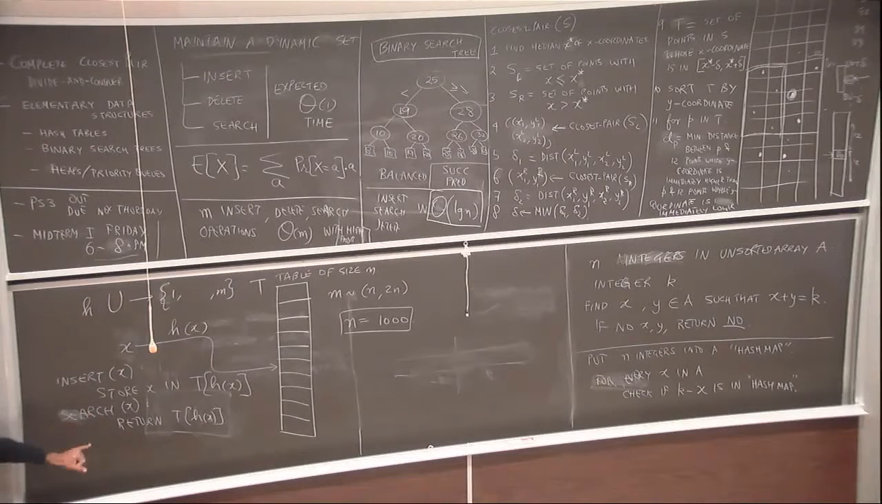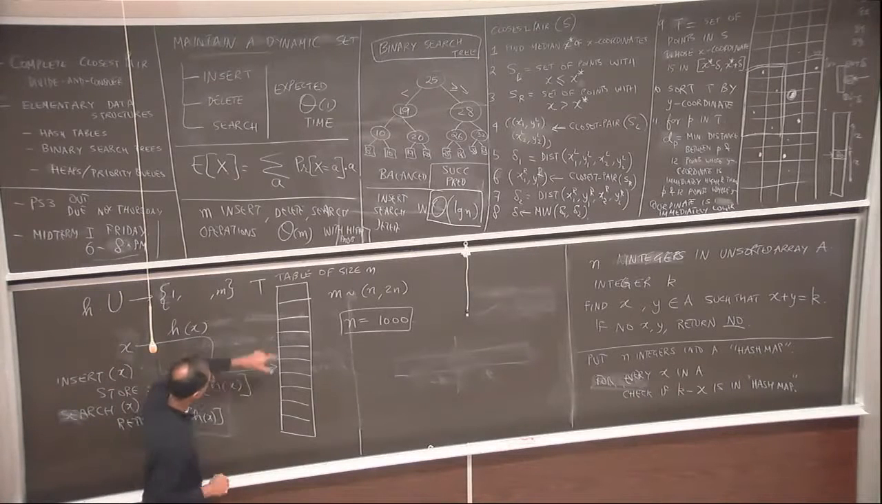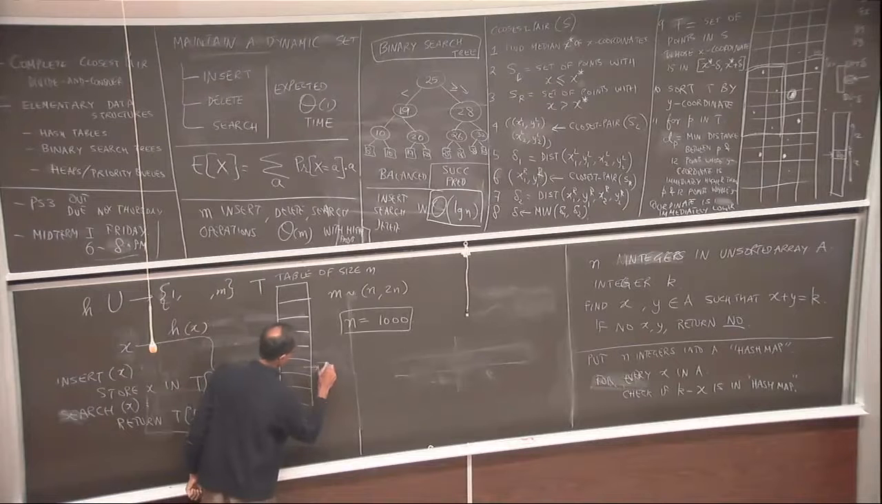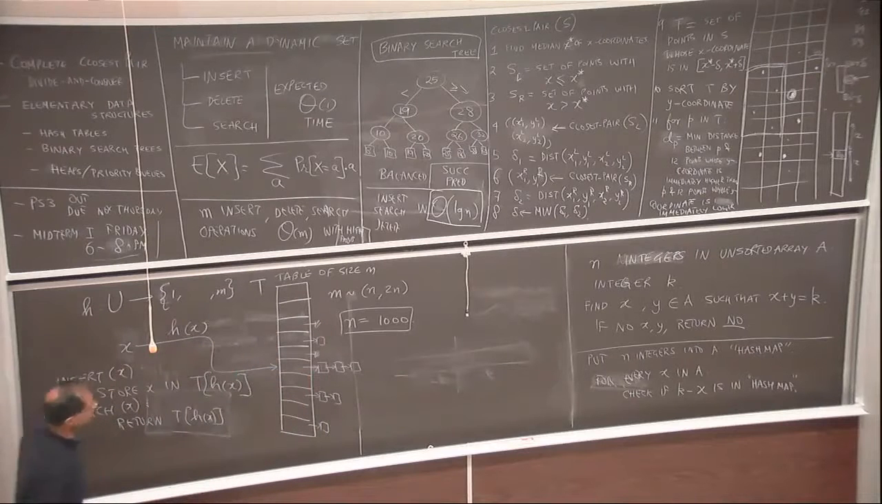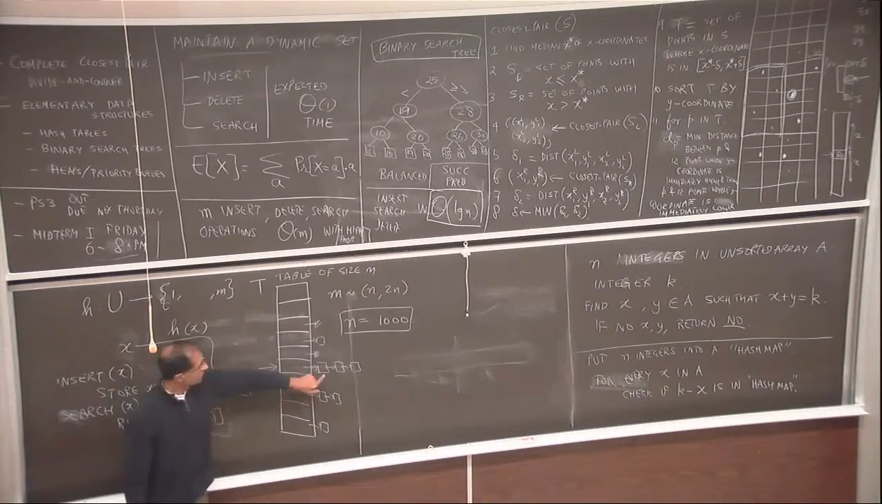What do I do with that? There are standard answers to this. What do you do when you're storing x into T of h of x if something else is already there? Well, just add it as a linked list to the end. So what the table looks like is this, but in reality, it's just pointing to a linked list. Some of these are empty. Okay? So now, what does it mean to store x in T of h of x? Put x as an entry in the linked list. Clear?